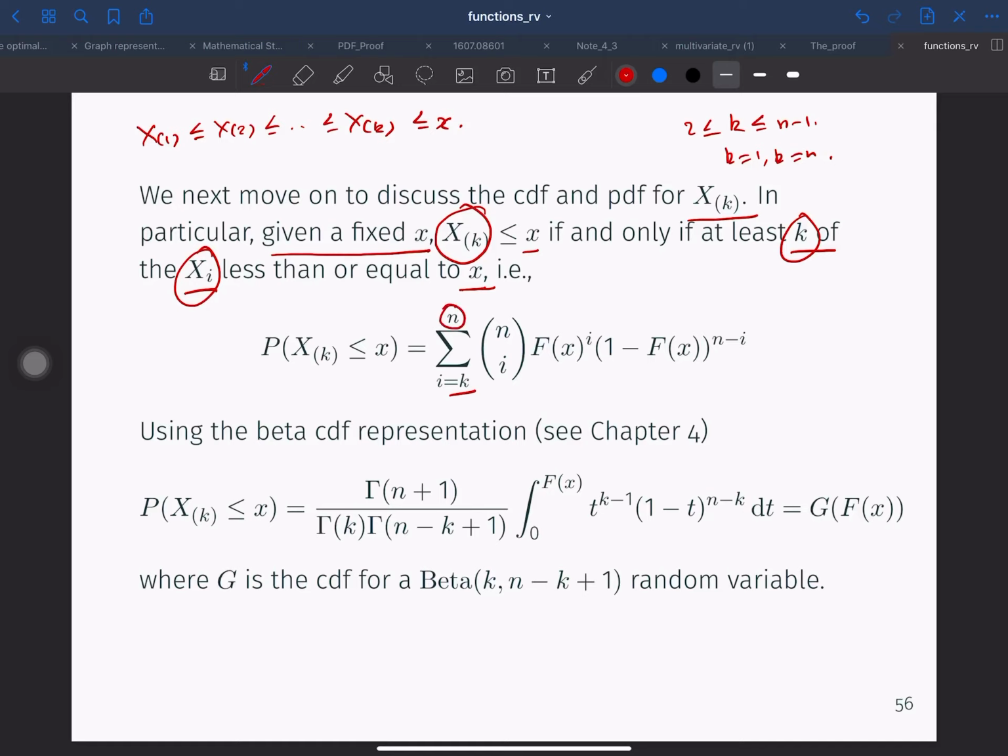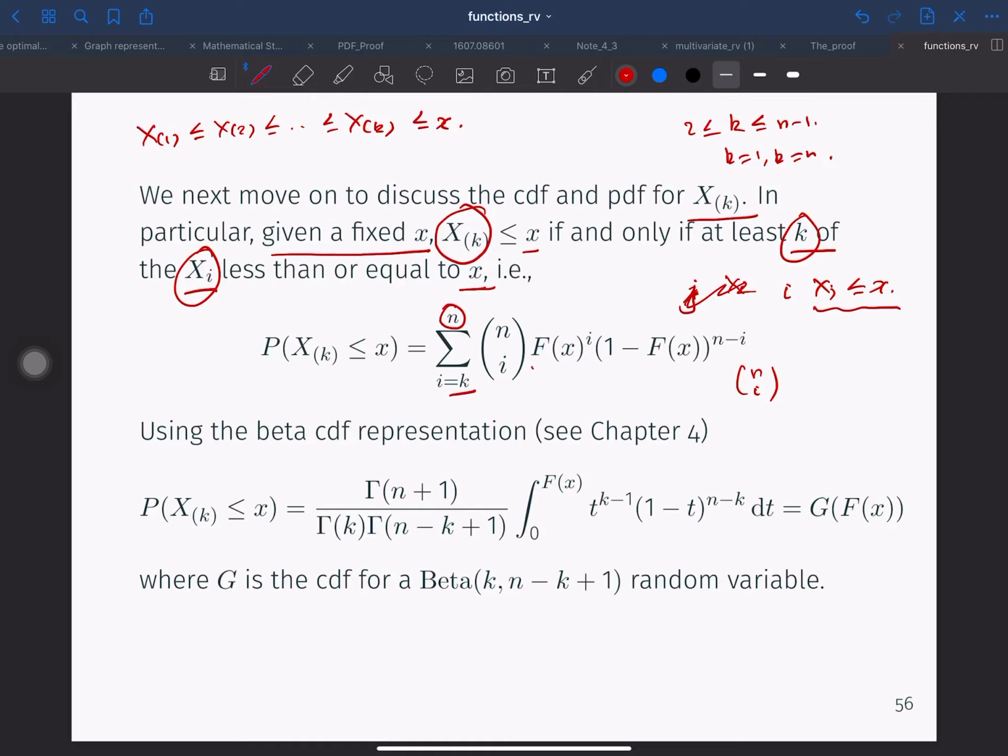So if I have i of the X_j less than or equal to x, how many ways can that happen? I could choose i of the random variables that would be less than or equal to x.